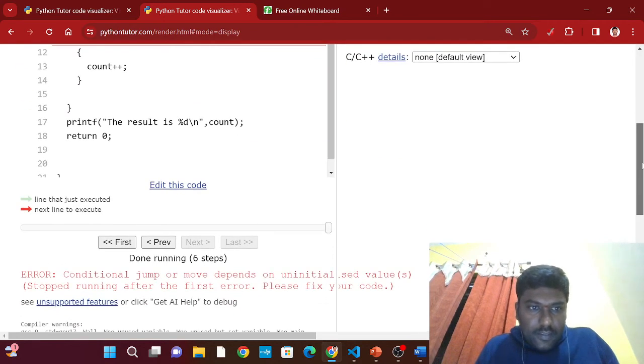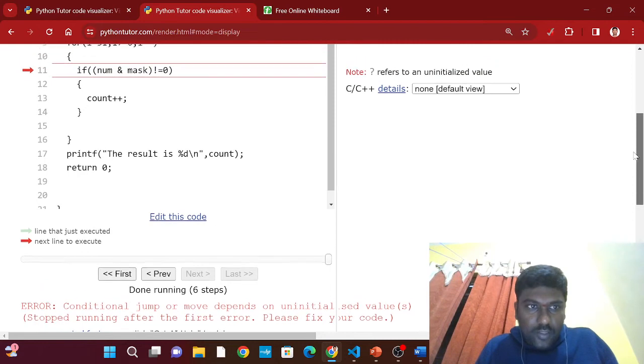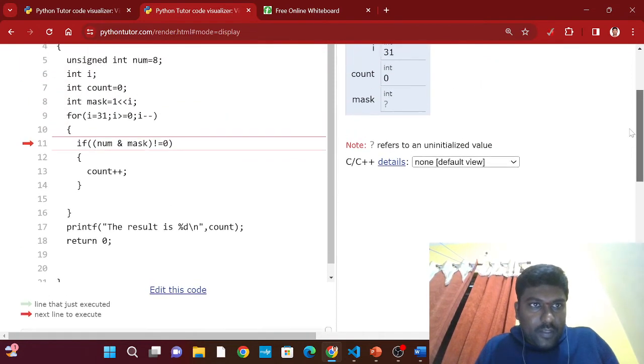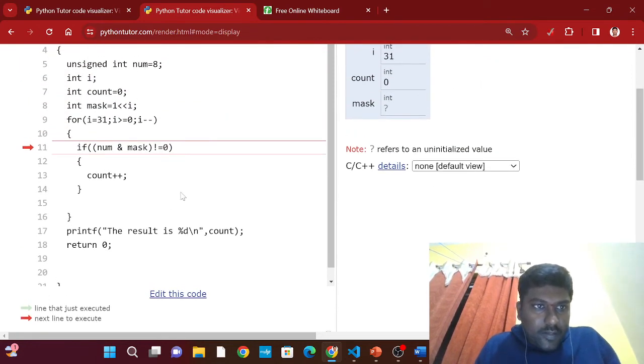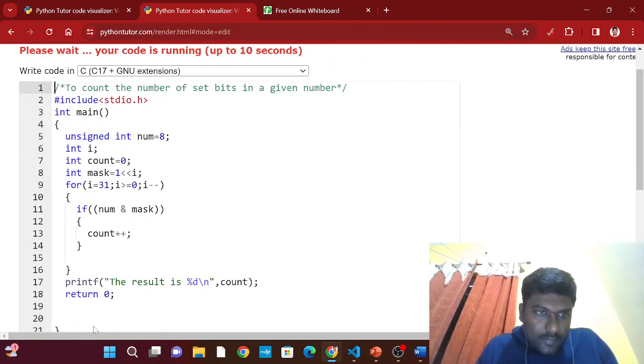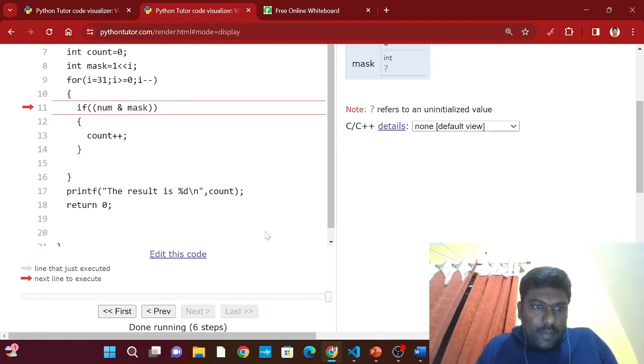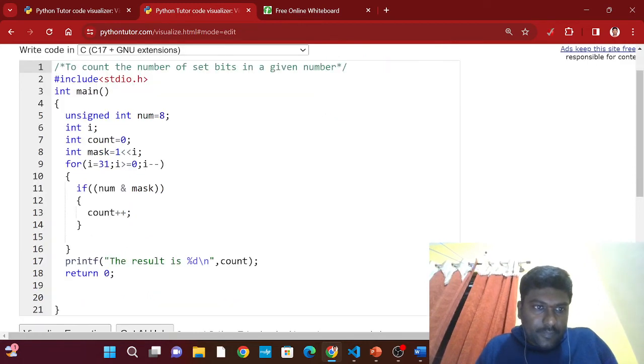And conditional jump depending upon the value stopped, so there is some error going to be there. Okay, we'll check what that error is if I edit the code. Okay, if num AND with mask, let me take it like this. If num AND with mask is a finite value, then the count value is going to be incremented. There is no need of two parentheses also over here.